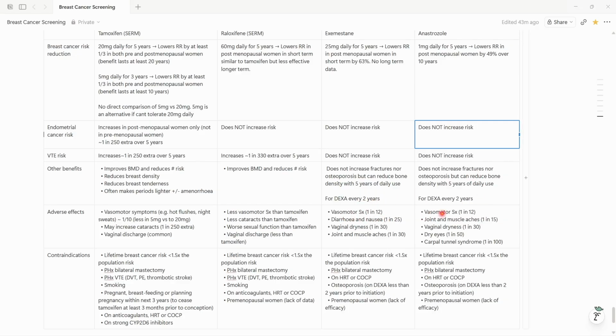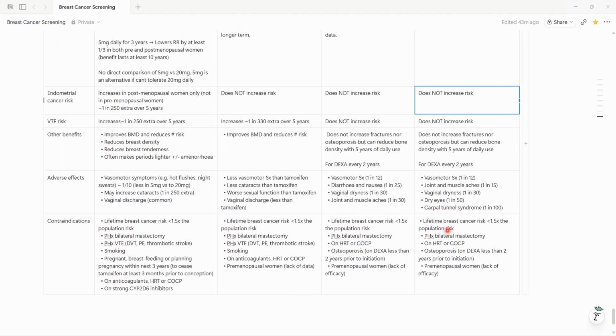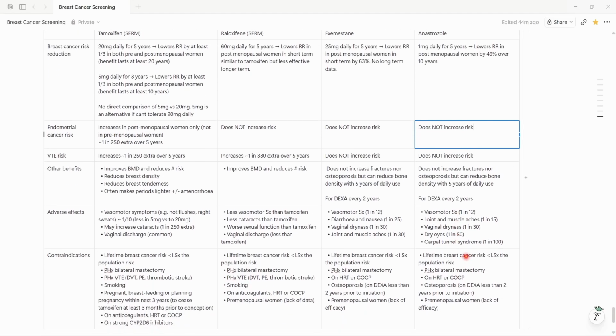There are similar side effects of vasomotor symptoms with exemestane and anastrozole. They can also cause joint aches and muscle aches, diarrhea, vaginal dryness, and anastrozole can also cause dry eyes and, rarely, carpal tunnel syndrome. The contraindications for both are exactly the same. Again, if they don't have enough risk of breast cancer, that disqualifies them from the medication. If they have a past history of bilateral mastectomy, or if they are concurrently on HRT or COCP, they should not be using exemestane or anastrozole.